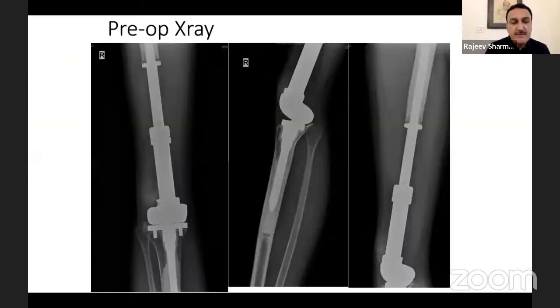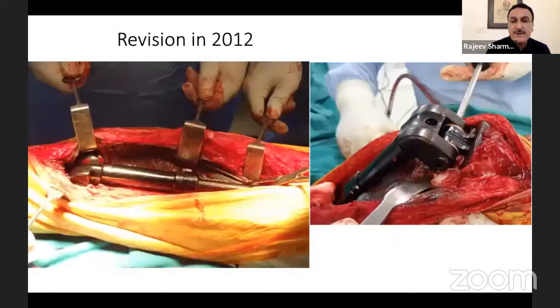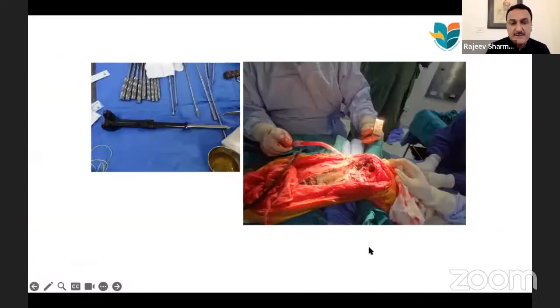Now, these are the x-rays of the patient, who was operated upon for revision because of this rotational instability. What we found is that the locking mechanism at this area had failed. This was a broken locking mechanism of this implant. This was one of the implants which they use for younger patients, which allows lengthening simultaneously as the age advances.